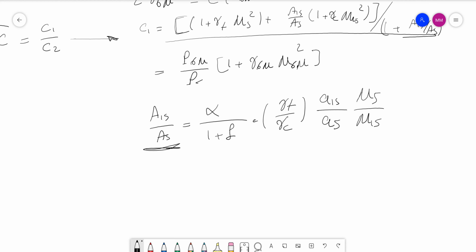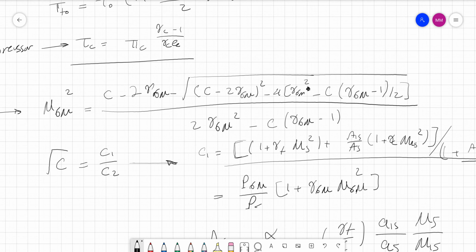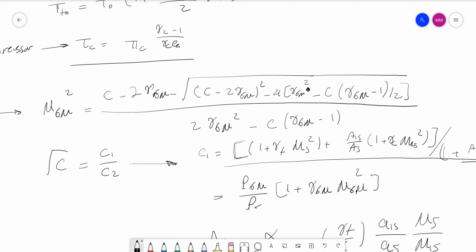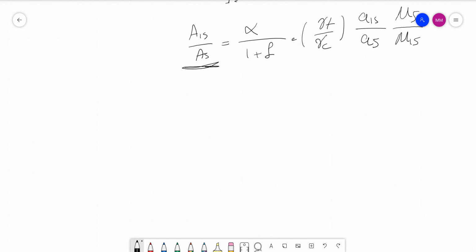But how can we find C2? This is getting a little complex and confusing, so let me go back. We are trying to give you the final solution for that system of two equations and two unknowns. We have one of them as a function of a constant C, and that constant C is equal to C1 over C2. The square root of that constant is C1 over C2. C1 can be calculated using this equation, and C2 can be calculated using this equation.